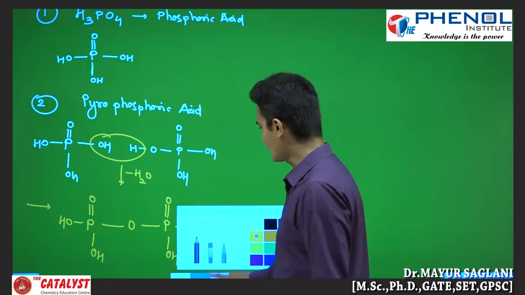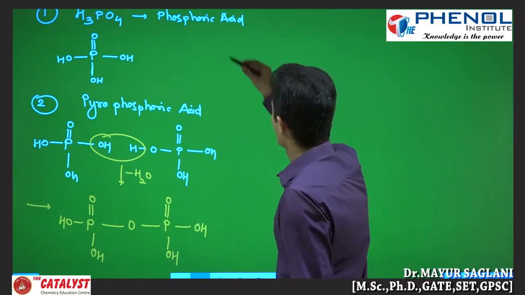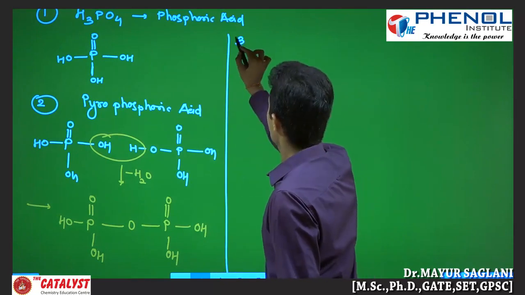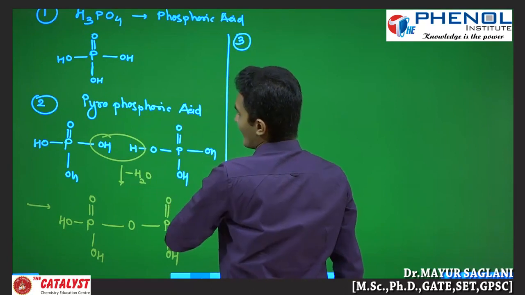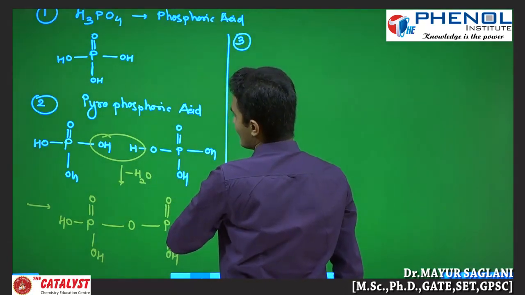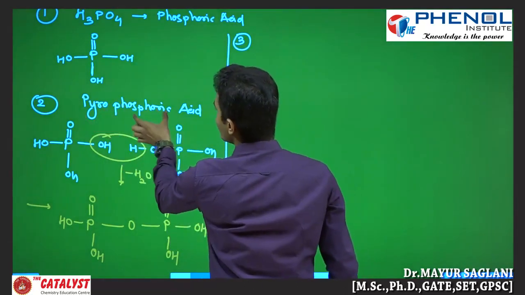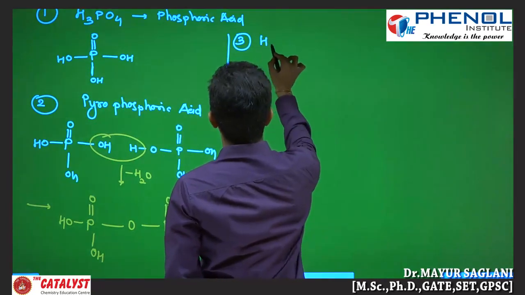Fine. Okay, the third one is another easy acid. The third acid we can write as hypophosphoric acid. What can we write?